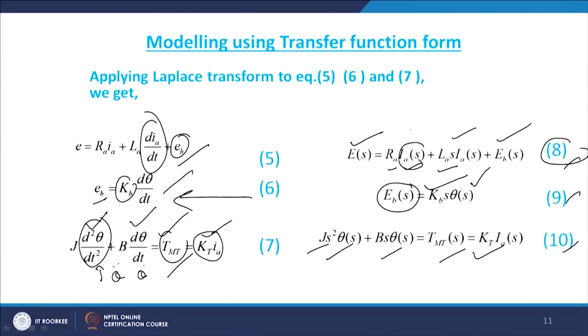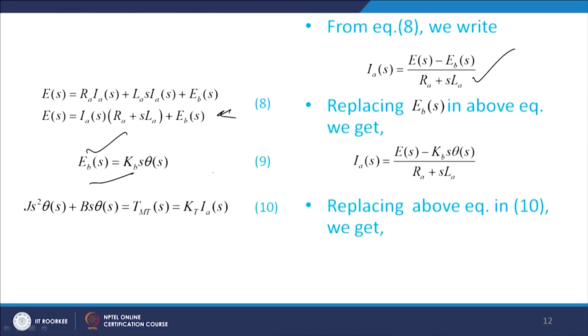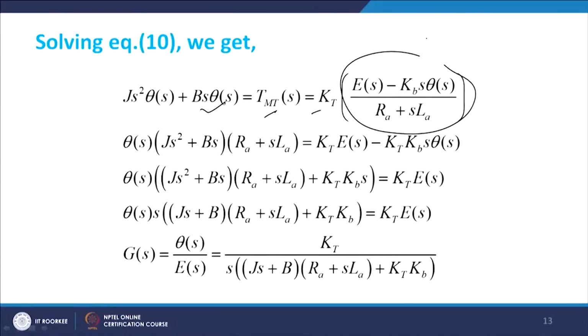So what we were doing here: from equation 8 we are taking I(s) outside, so we have got this, and again we have determined E_b(s) from equation 9. Now replacing E_b(s) here, we got I(s) like this, and again replacing the expression of I_a(s) in equation number 10, you will get these equations. So we have J s square theta(s) plus B s theta(s) equals T_m equals K_t into I_a(s).